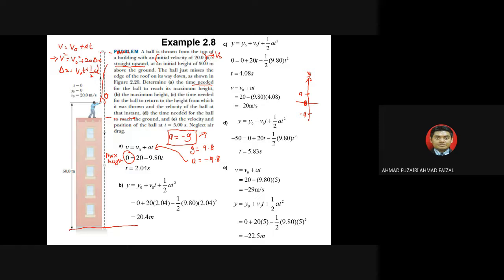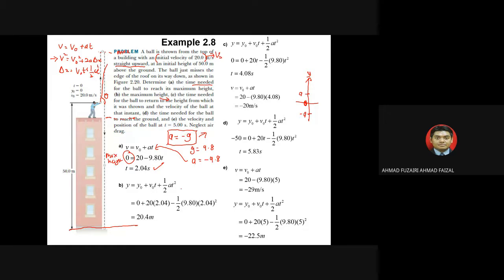For the ball to reach its maximum height, take out your calculator right now. So you calculate on your own that T is equivalent to 2.04 seconds. So it needs about 2.04 seconds to reach its maximum height. Now look at number B, the maximum height. The maximum height means they want to find the displacement, or you want to find the distance, jarak dia. Berapa maximum height dia. Then you need to apply this kind of equation.